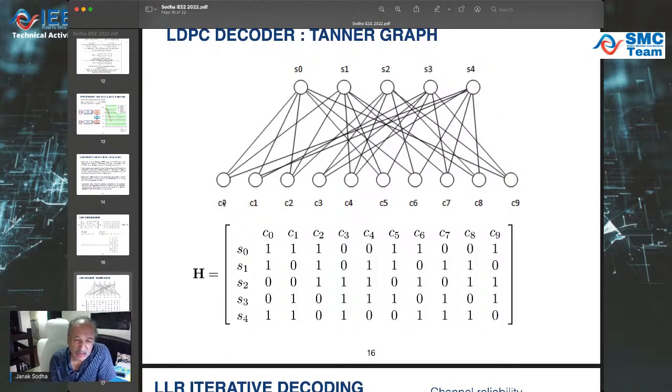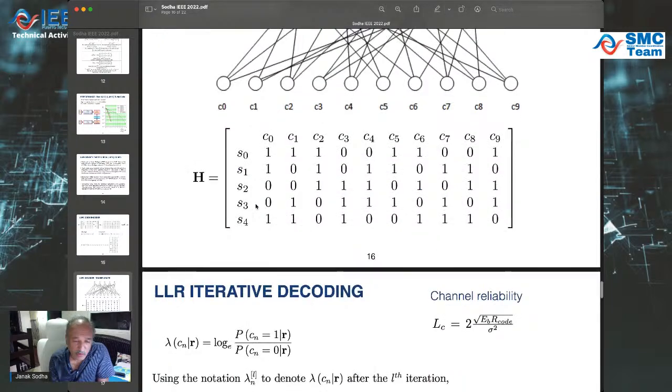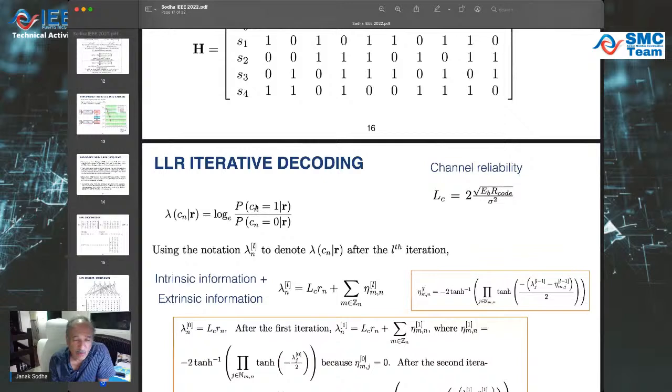So when C0 is sent, it is received as R0. This would be received as R1. It would be a floating point number. It wouldn't be a binary digit. This would be a floating point number. And the name of the game is to calculate this probability.